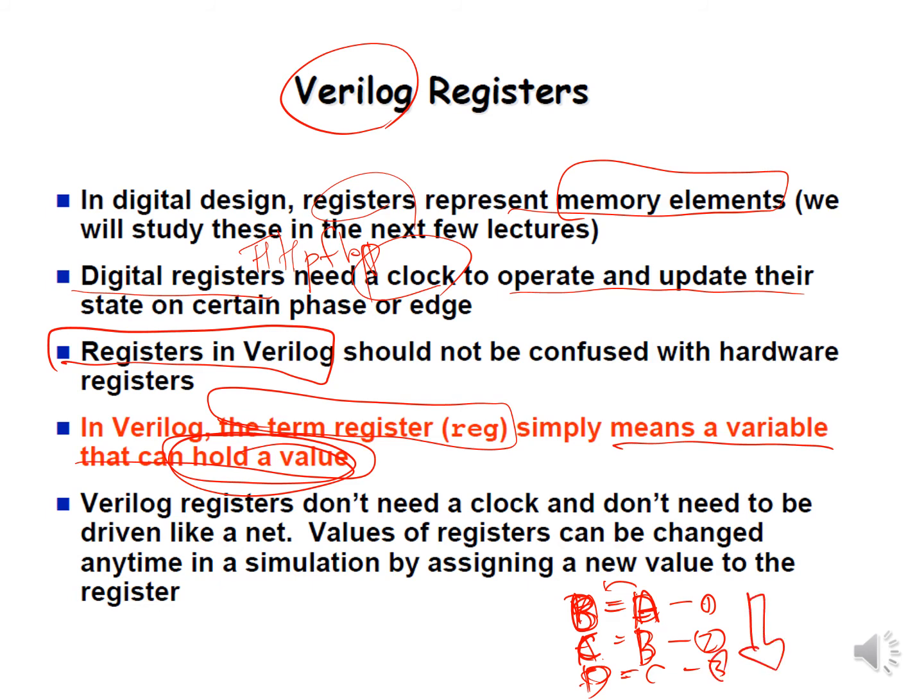To do that, the value needs to be stored. We have to remember the value that's stored here and then use that value to assign B to A, D to C, something like that. So a register in Verilog just means a variable that can hold a value, and this kind of sequential description must be inside the always statement, right? Inside the always.